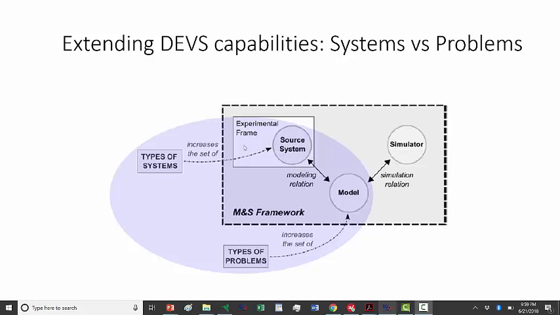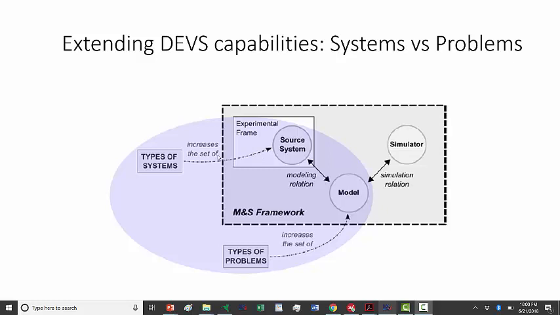And a new entity that is not usually distinguished in simulation packages is the experimental frame, which characterizes the conditions under which a model or a source system will be experimented with. And that represents the objectives that we have in constructing the model. So what kinds of input-output are we looking for, and how will that contribute to the purpose of building the model.